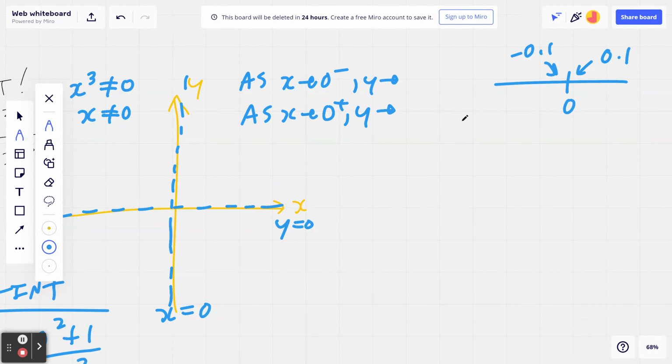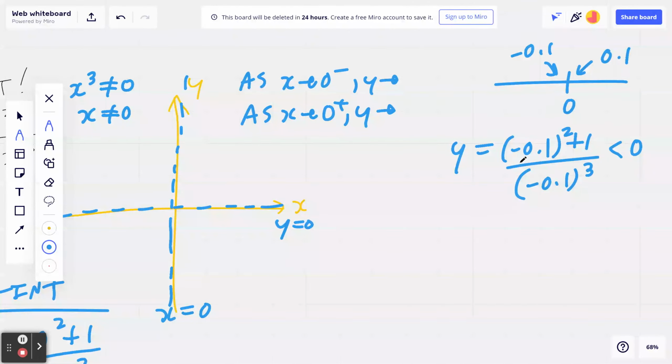Now look what happens. In the first case, you're grabbing a number that is less than 0. So if you go back to the function, y equals (-0.1 squared plus 1) divided by (-0.1) cubed. Now the key is you just want to find out, is it going to be a positive number or a negative number? And you can tell in the numerator, that's going to be a positive number, plus 1, that's still going to be a positive number. If you look at the denominator, -0.1 to the power of 3 will give you a negative number. So this basically means the graph is going to go down, which means y is approaching negative infinity.